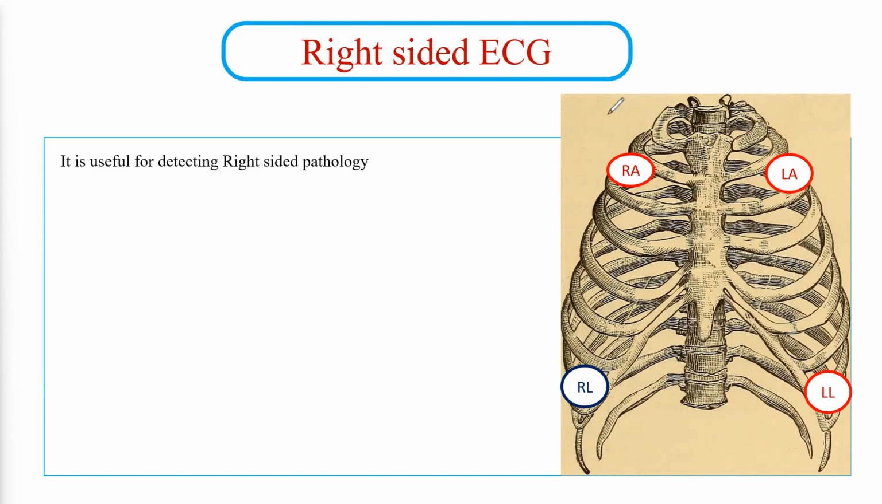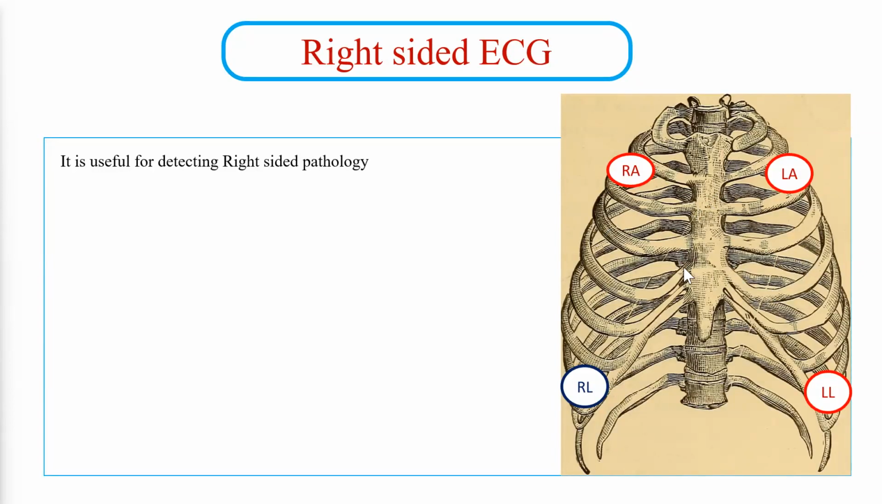Actually, there are several approaches to recording a right-sided ECG. The comprehensive approach for this is to obtain it by placing leads from V1 to V6 in a mirror image position on the right side of the chest. That being said, let's see on this diagram how we can place them.